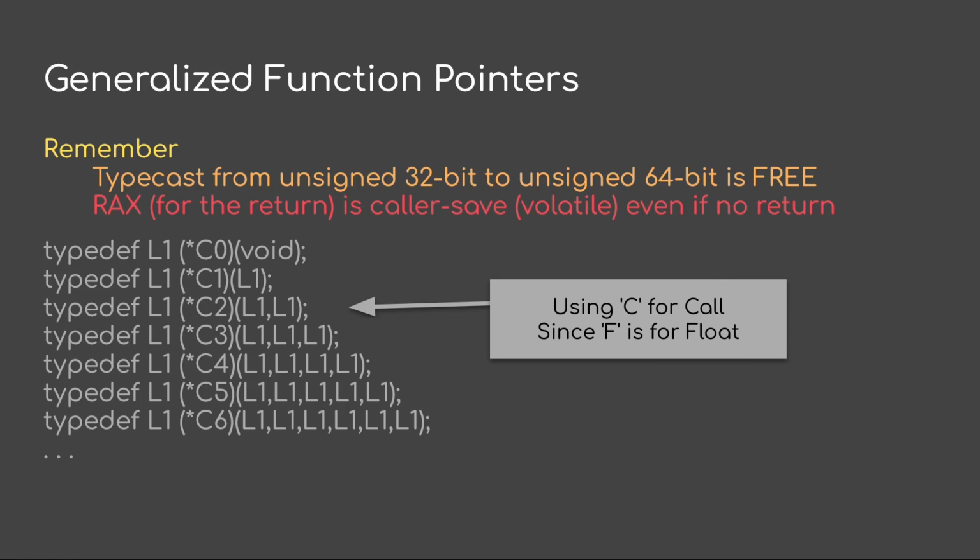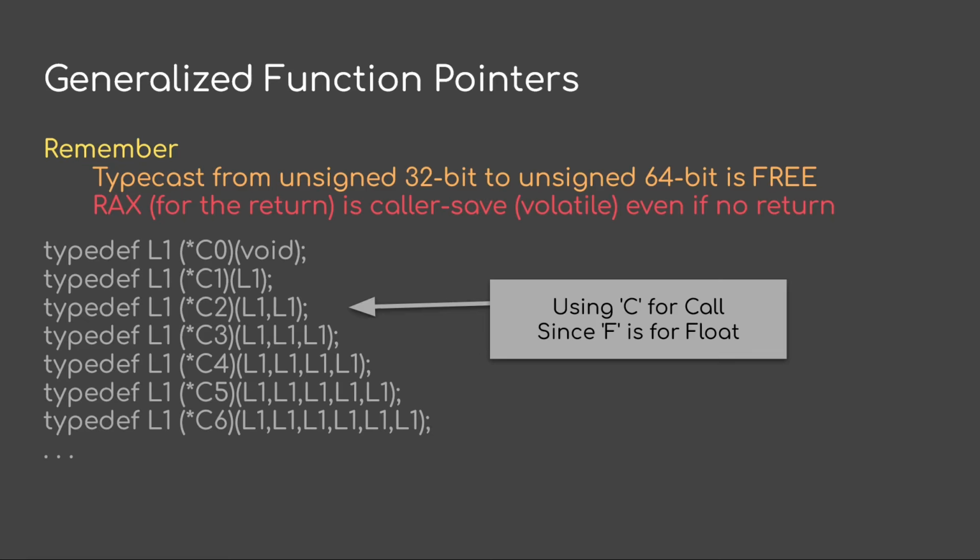Now we're going to enter the meat of this talk, the most important part. Generalized function pointers. Remember that typecasting from unsigned 32-bit to unsigned 64-bit and vice versa is free, and the returns are always put in RAX, so it's free to discard them, meaning I can always use a function pointer that provides a return even if I don't use it. RAX is a call or save volatile value, so I set up some type defs for function pointers.